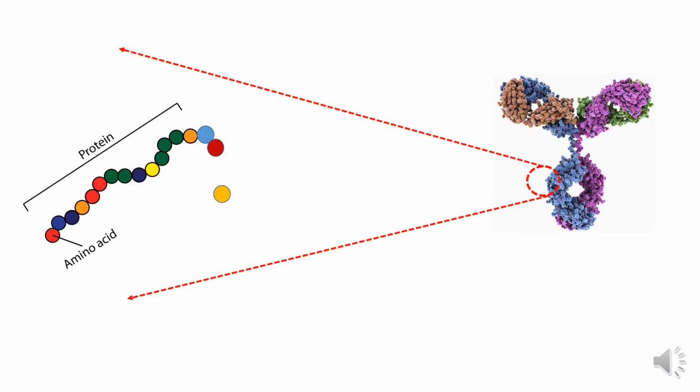There are 20 different amino acids used inside a cell, and their position in this amino acid chain is very important. And this continues and continues until a protein is made. So to summarize, a protein is a long chain of amino acids. The position of each amino acid is determined by the gene.